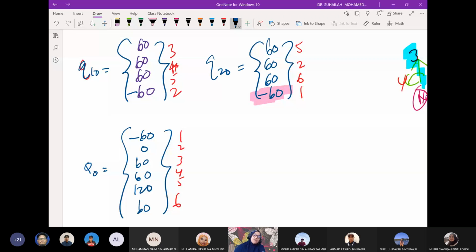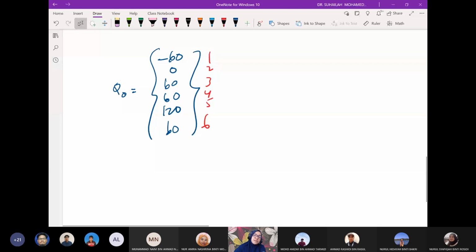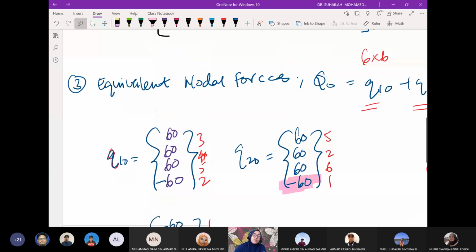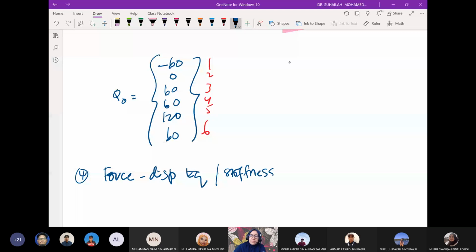Okay, so nak completekan, because we have K, we have had K, now we have Q node, and to complete the equation, kita akan completekan equation because we will solve for the unknown displacement using equation kan. So we have to solve force displacement equation ataupun stiffness equation. Stiffness equation.